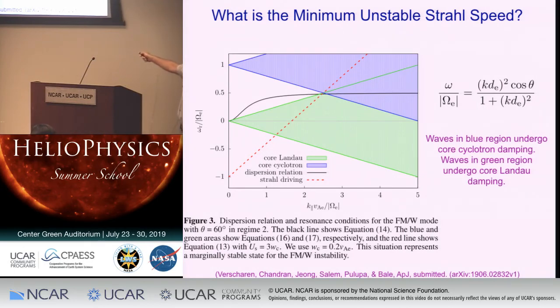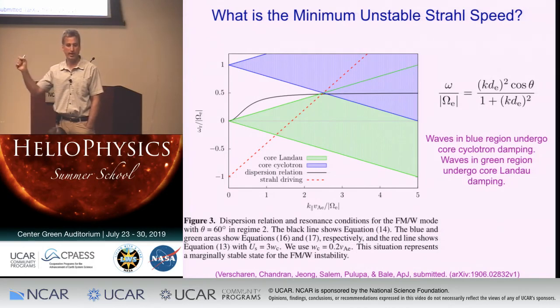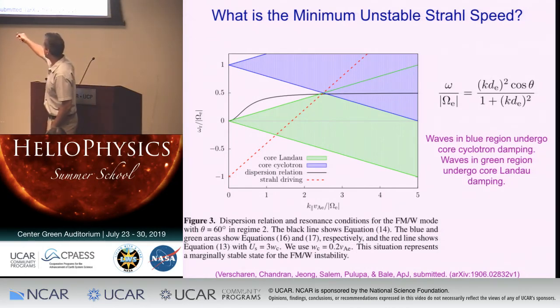The green area here represents regions in the omega k parallel plane where a wave, if it were present, could undergo a Landau resonance with a core electron. This envelope here on the top of the green area is the curve omega equals k parallel v thermal electron. That would be the resonance line for a thermal electron moving along the magnetic field. And because we have some distribution of velocities, pretty much you would have some electron in your population resonating with waves if they were present anywhere in this green area through a Landau resonance.